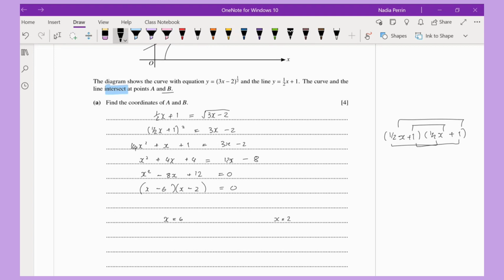Putting them into either one of those equations, I'm going to use half x plus 1. So halving x is 3 plus 1 gives me 4. Halving x is 1 plus 1 is 2. So those are my 2 points of intersection.